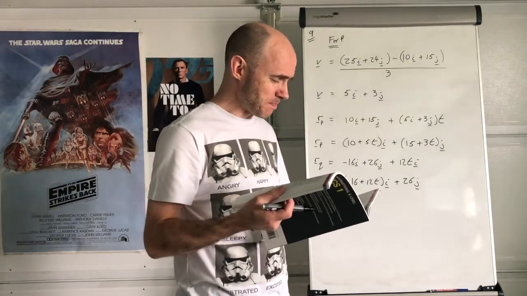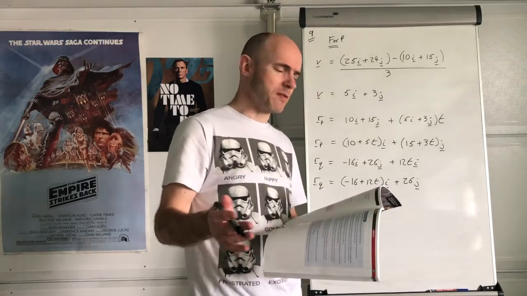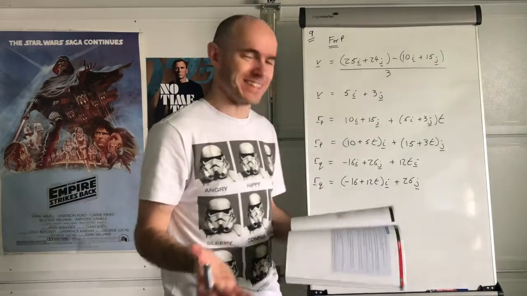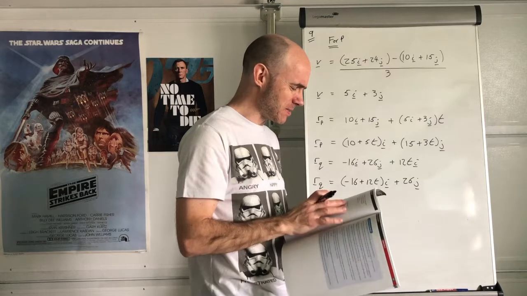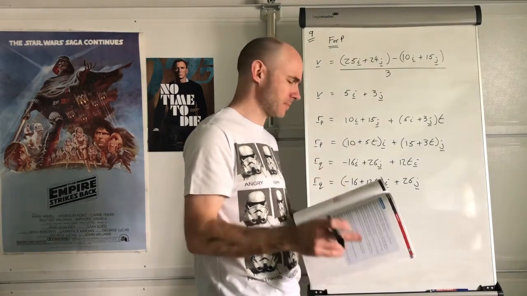Right, part C. It says at time t hours after midnight, the distance between P and Q is d kilometres. Then it says, by finding an expression for PQ, show that d squared equals 58t squared minus 430t plus 797. Unless you've done one of these before, you're probably thinking, how? This is where you've got to take it one step at a time, see what's going on. So let's just backtrack. It says the distance between P and Q.